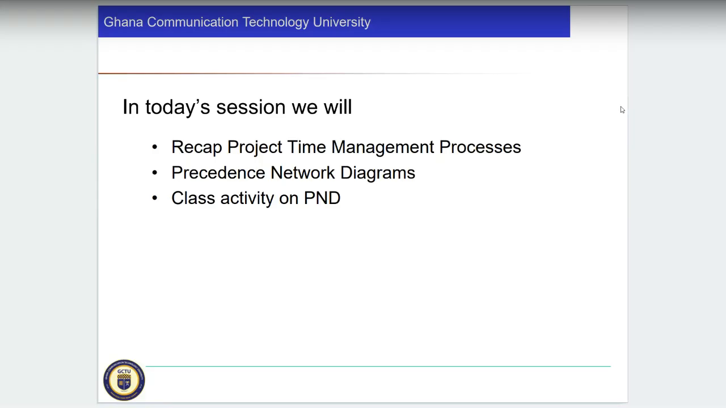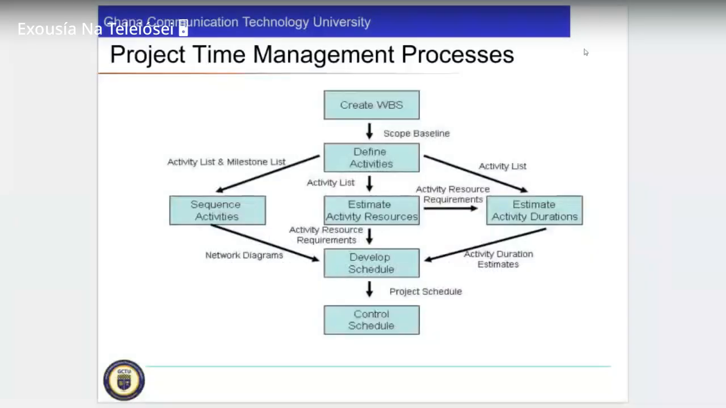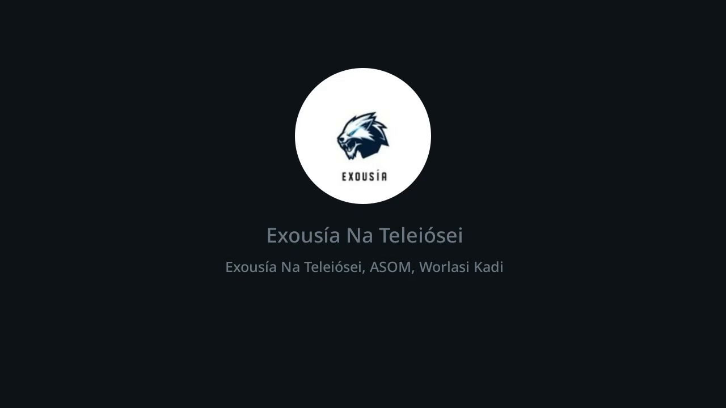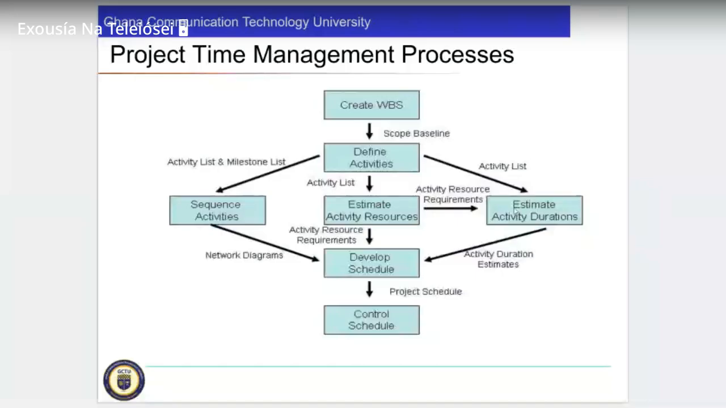Let's get on. On the project time management processes, as we learned in the last two days in project scheduling, as one of the cornerstones of project management, the processes involve creating a work breakdown structure, defining activities, and then sequencing the activities. Then you estimate your activity resources, estimate your activity durations, develop a schedule, and then control the schedule. As simple as that.